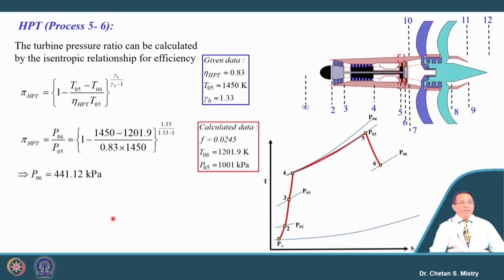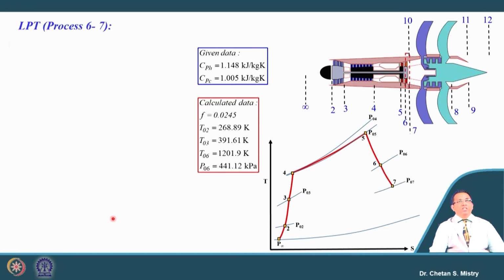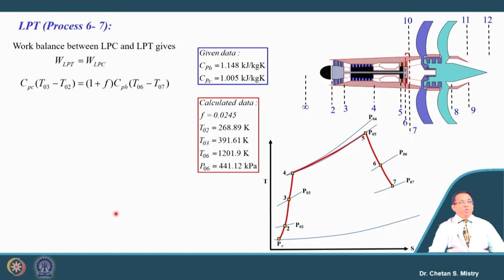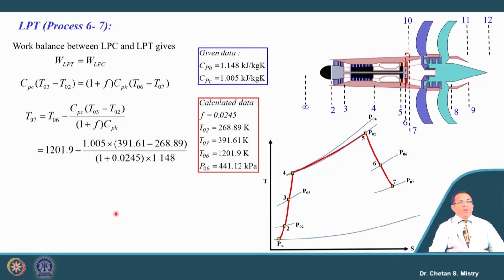Now, this will be the inlet condition for our next stage, the LP turbine. For the LP turbine, in line with what we have done for the HP turbine, the LP turbine is used to rotate only the LP compressor. So, if we write our work balance equation, we can calculate the outlet temperature from the LP turbine, and this temperature comes to 1097.03 Kelvin.